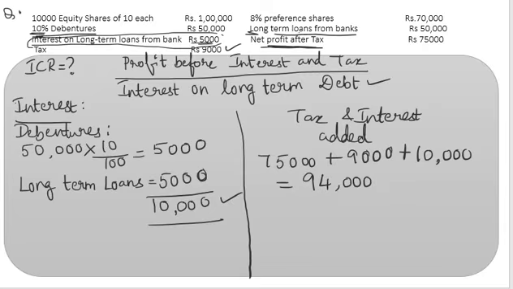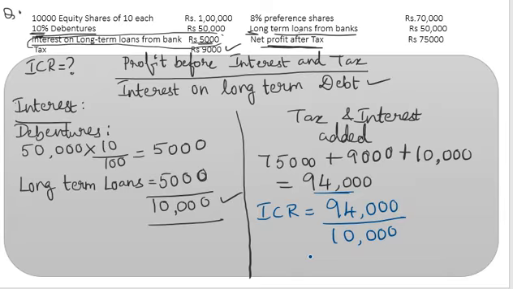Let us now apply this in the formula. So interest coverage ratio is equal to net profit before interest and tax, which is 94,000 divided by interest on long-term debt 10,000. So the answer is 9.4 times. This is the answer.